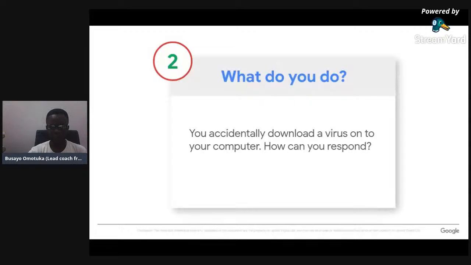Let's look at another scenario. You accidentally download a virus onto your computer. How can you respond? As young learners, when they're in this kind of scenario, they can be afraid and confused, in the sense that they might not know what to do next. They should be open to their parents or trusted adults on what to do, and they shouldn't keep mute, because the virus can actually damage the system.